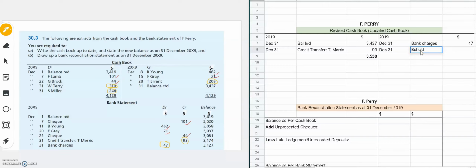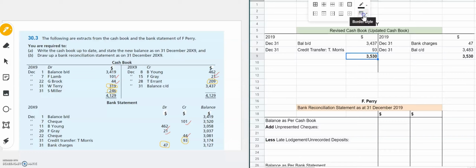Alright, that will give us $3,483. Now when we add this, it should give us back 3,530. Having a balance carried down, we must have a balance brought down, and we're also going to add our double lines.